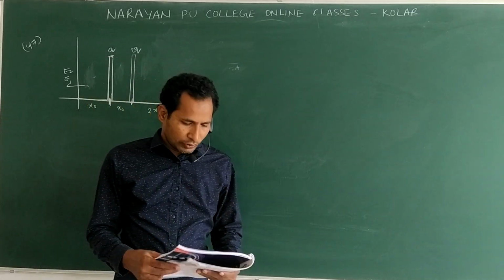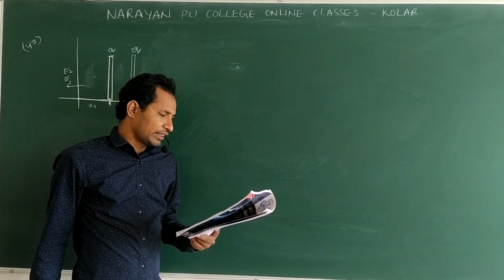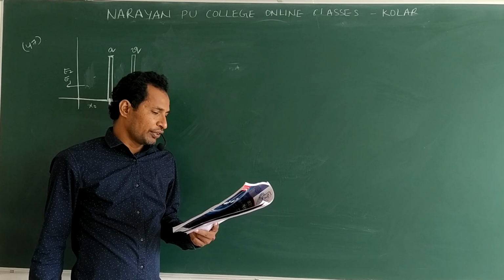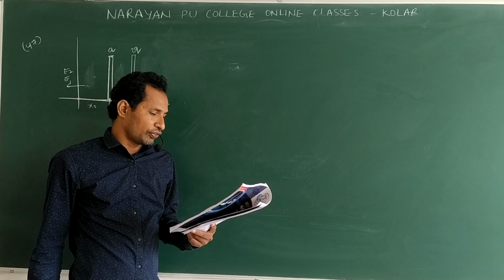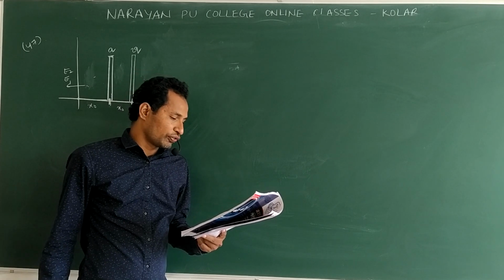Good morning. Coming to question 47. Two very large conducting plates having the same cross-sectional area are placed as shown. They are carrying charges q and 2q respectively. The variation of electric field as a function of x, from x equal to 0 to x equal to x naught, to x equal to 4 x naught, will be.